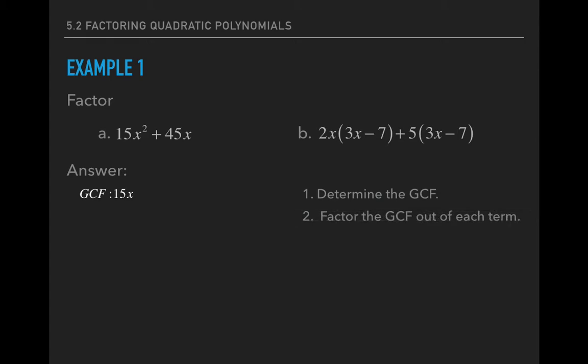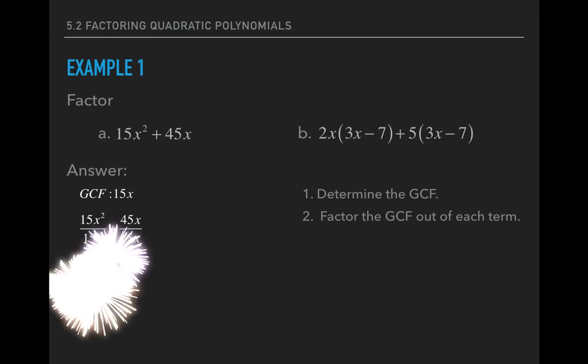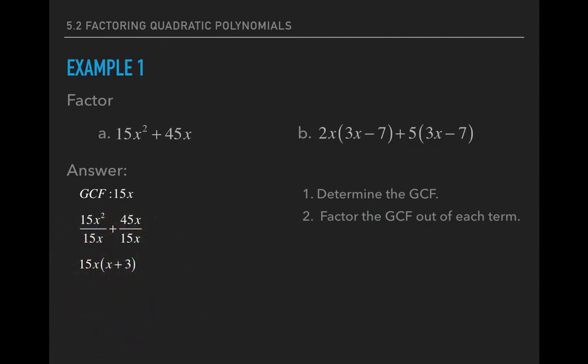Now we begin to rewrite this. We're going to factor out that GCF from each term, and that means to divide it out, to undo the distribution. So 15x squared divided by 15x, that's our GCF, and 45x divided by 15x. We're going to pull out that GCF, undo the distribution, so the 15x is on the outside, and what is left is the result of that division. The first term would just be x, and the second term would be 3.